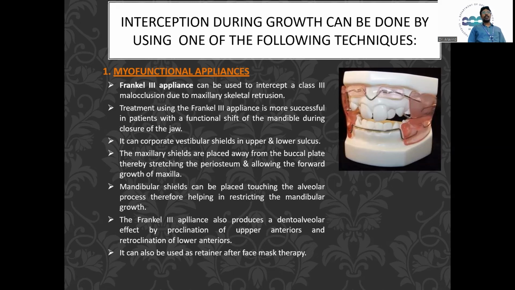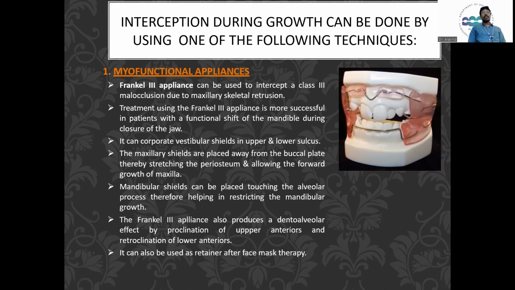There are various appliances used. The first appliances are myofunctional appliances. In myofunctional appliances, we have the FR3 or Frankel 3 appliance. The FR3 appliance can be used to intercept a class 3 malocclusion if it is due to maxillary skeletal retrusion.